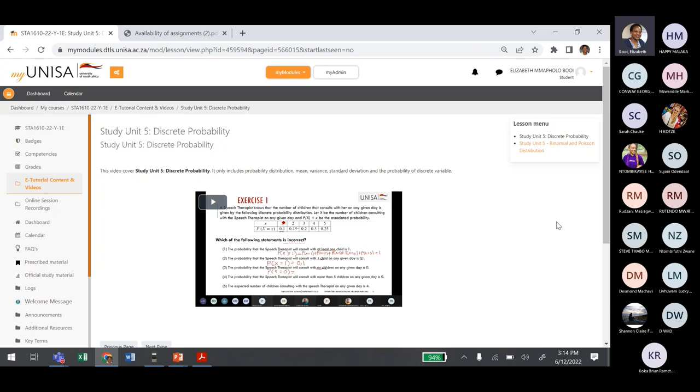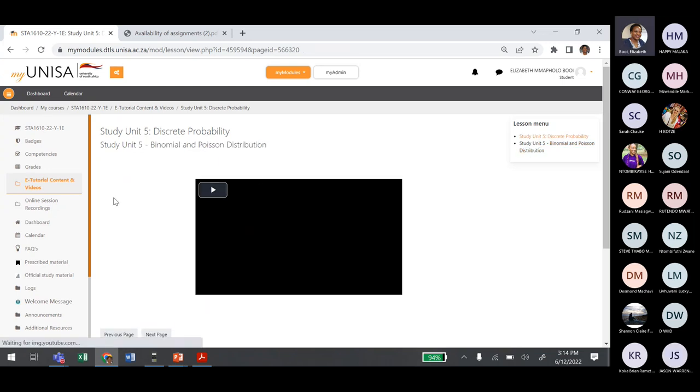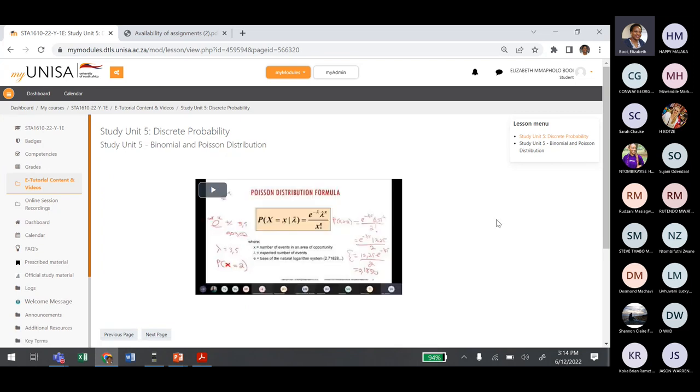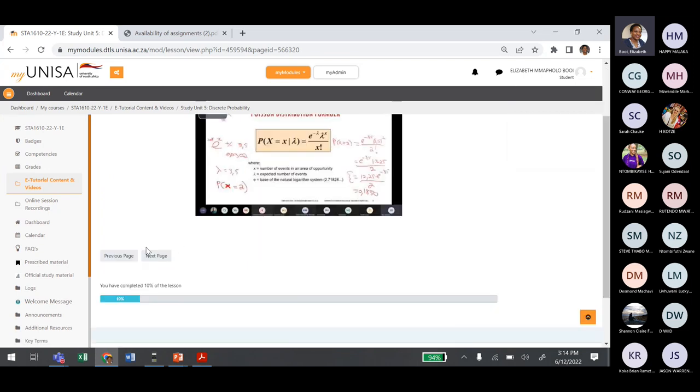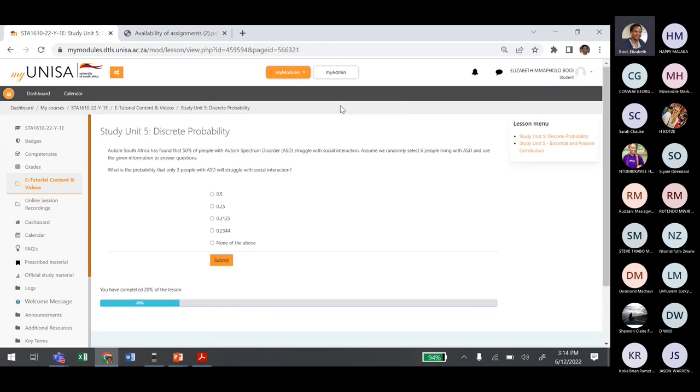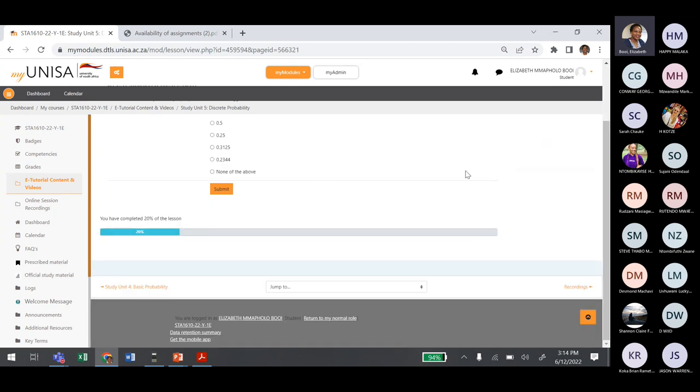Once you're done with all the activities, you will get to study unit 5. Also, you will find a recording that deals with binomial and Poisson. Then you just click on the next button and you will do some activities relating to those two sections. And then that will be it. You will be done with preparing for Sunday's work.